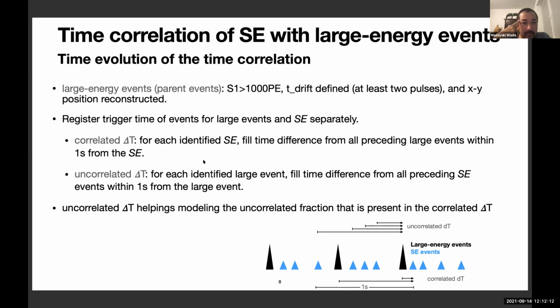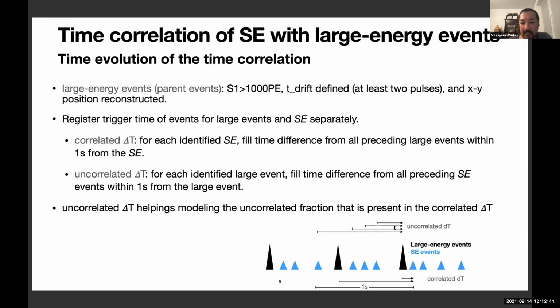So there has to be a time correlation between this parent event and the single electron events. We identified the large energy events with their energy, and we also identified the single electron events, and we calculated the time difference. Once we found a single electron event, we look back and find the large energy events, and then plot the time difference between them, within 1 second.